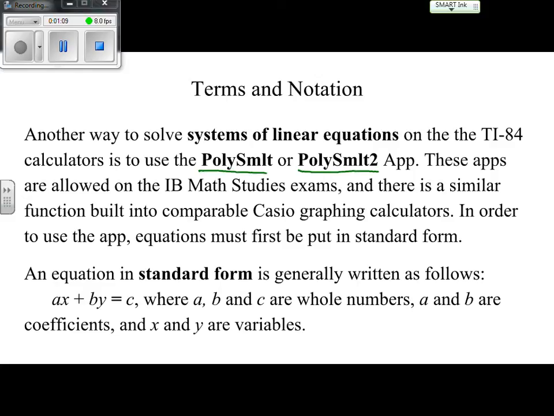Poly stands for polynomial, and a polynomial is essentially an equation with multiple terms. Down below we can see something in standard form where we have an ax, a by, a c. Those are all separate terms. We could have even more terms, like in a quadratic or a cubic, but we'll be mostly looking at linear equations again.